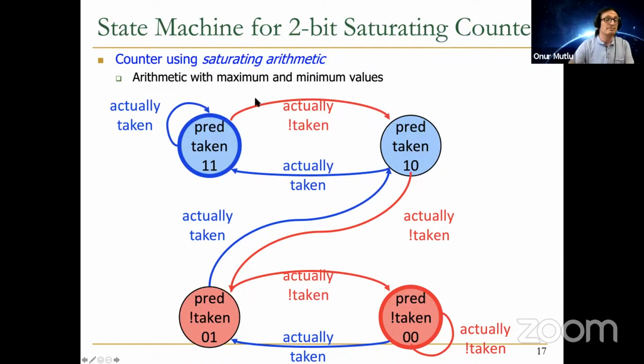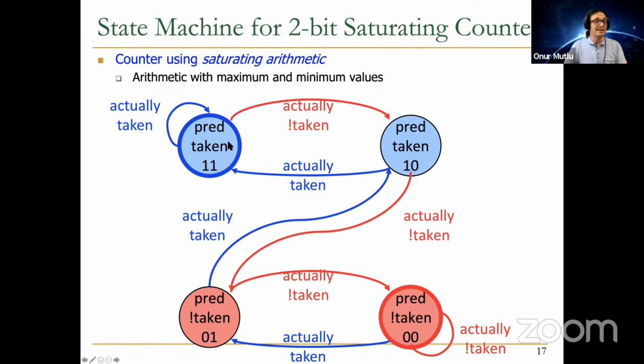Okay, so this is basically a counter using saturating arithmetic. Essentially, you have 4 states because you have 2 bits. And we're basically going to do arithmetic with maximum and minimum values because clearly the maximum is 3 over here and the minimum is 0. But now this is our state machine. And we have multiple states. We have 2 states where we predict the branch as taken, the blue states. And we have 2 states where we predict the branch as not taken, the red states, if you will.